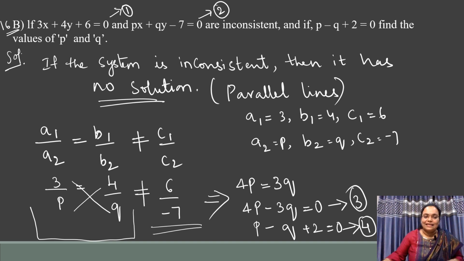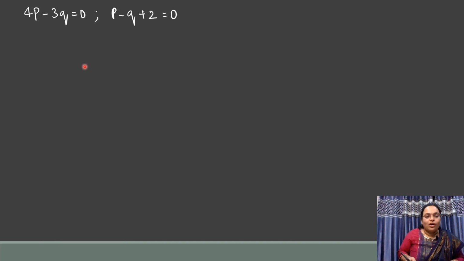Okay, clear till now? So we have got these two equations. Okay, now let us find the values of P and Q. So how do we do this? We will do it using the elimination method.